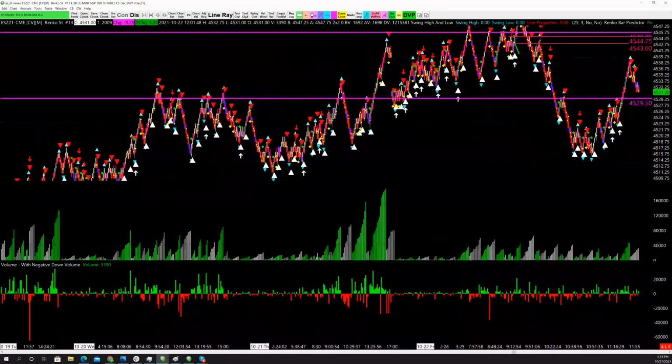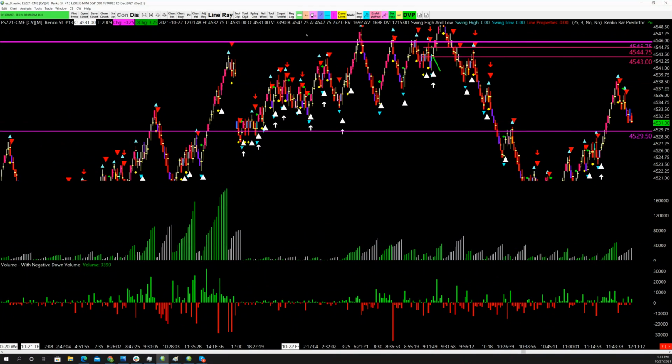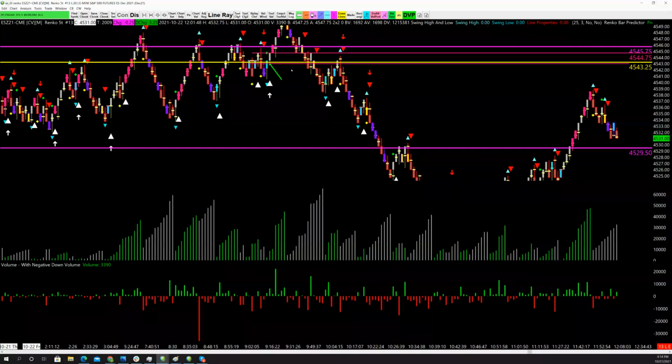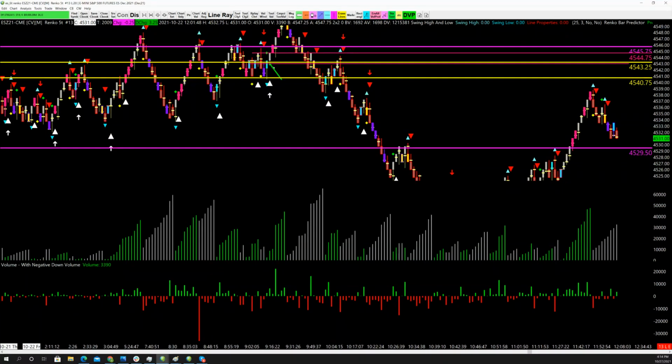Look to the right. What did we just do? Here's the high of the prior day. So we have a wave to the high above the prior day, right? We got this arrow up pushing.